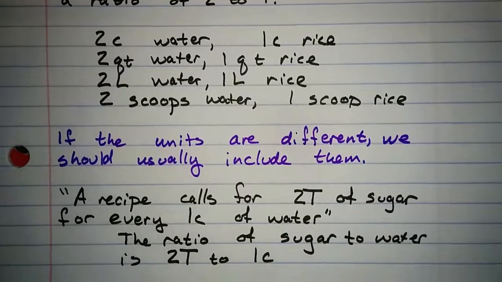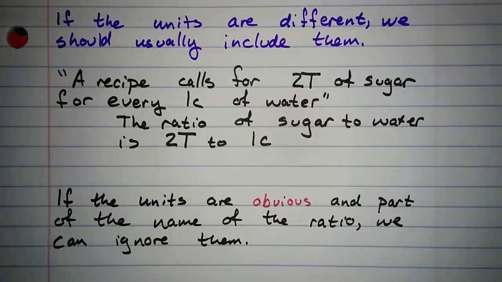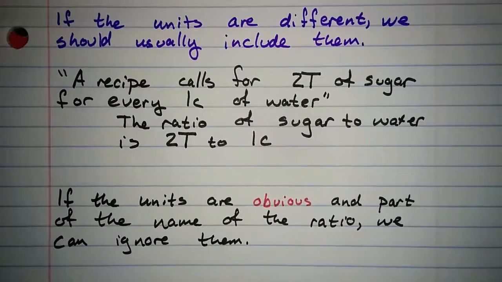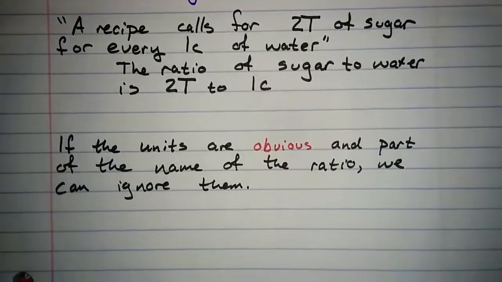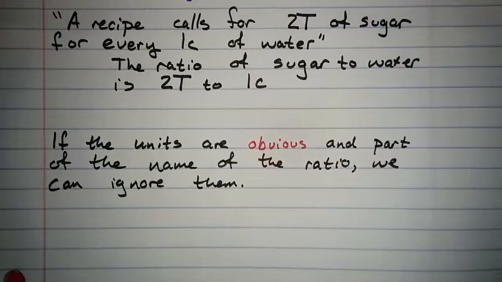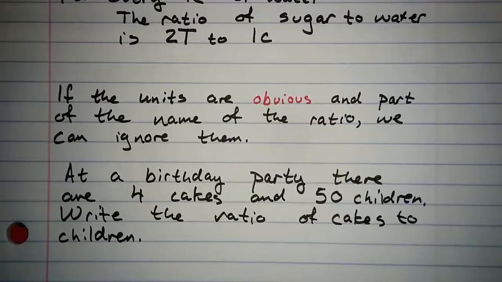There's one exception to this. If the units are obvious and really built into the name of the ratio, we can still ignore them. What do I mean by that? So, for example, suppose that at a birthday party there are 4 cakes and 50 children, and we want to write the ratio of cakes to children.